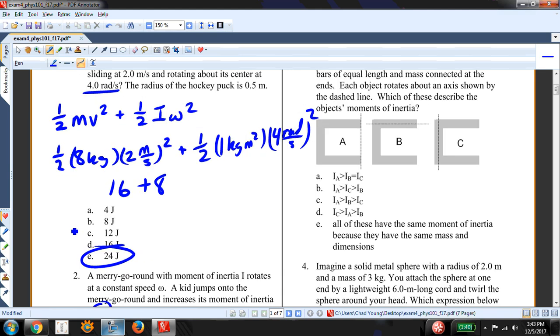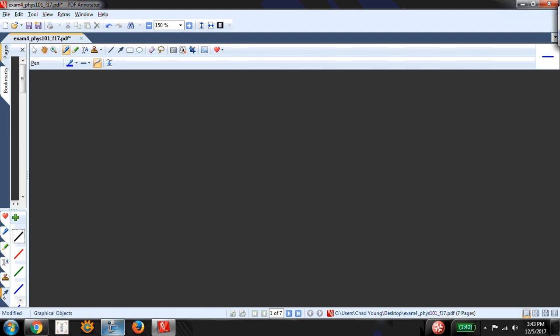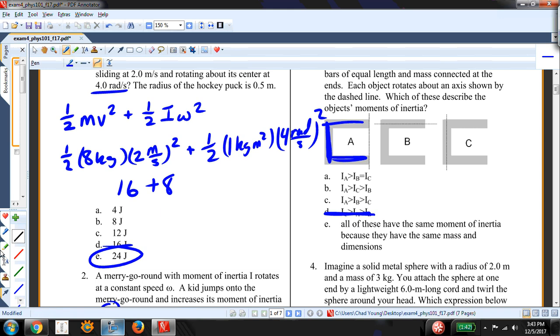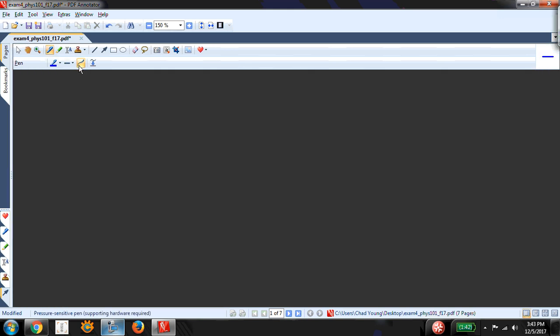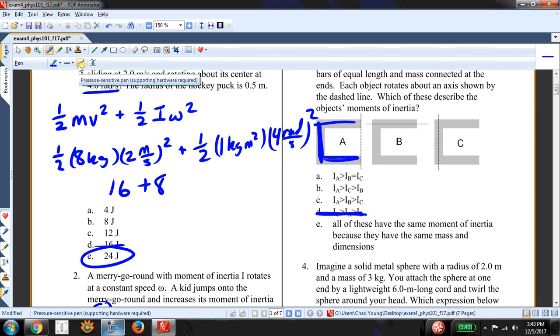I need to rank these by their moments of inertia. A has the most mass out at the biggest radius, so A is the biggest. And then I need to rank B and C. Well, they're not the same, so I can get rid of A. Looks like B has more mass out at bigger radii. C doesn't have that. So B is the next biggest and then C. So C is the right answer.